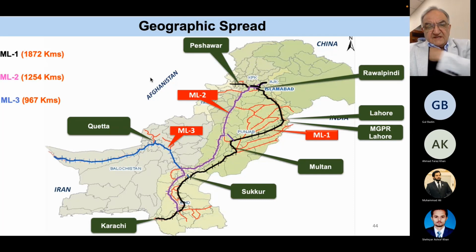And Quetta division has ML-3 completely under their control. Parts of ML-2 are in Multan, parts of ML-2 are in Peshawar and Rawalpindi. Similarly ML-3 is partly in Sukkur, partly in Quetta.